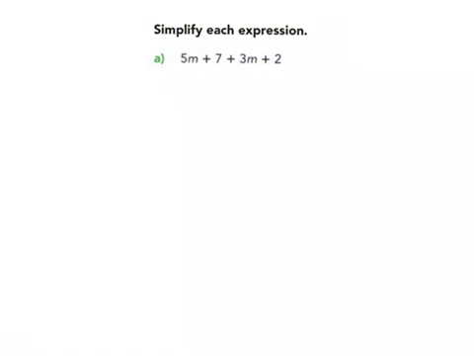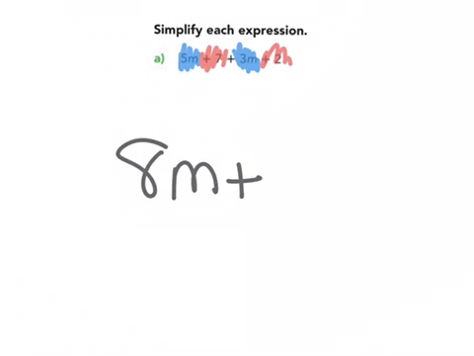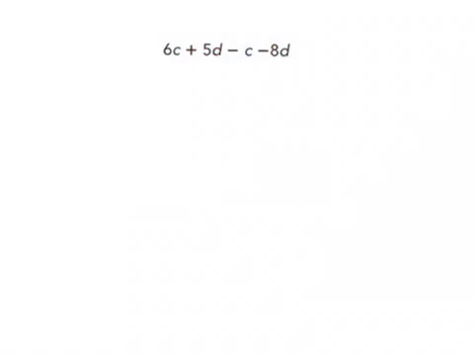Okay, so let's combine again. Like terms, 5m and 3m. We have all plus signs, so I don't have to worry about any negatives. 7 and 2. So 5m plus 3m is 8m, 7 and 2 is 9, so 8m plus 9.